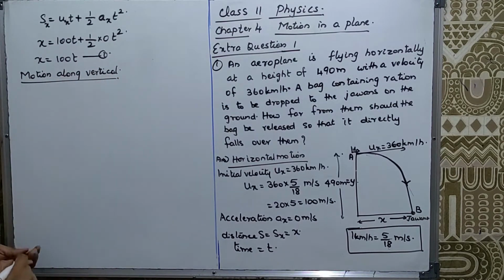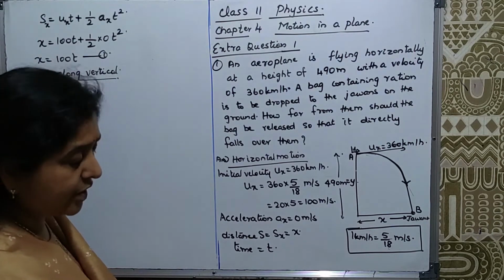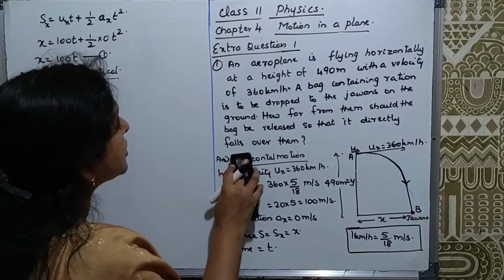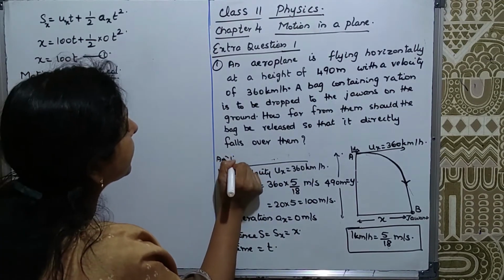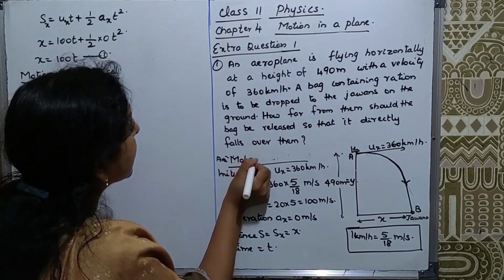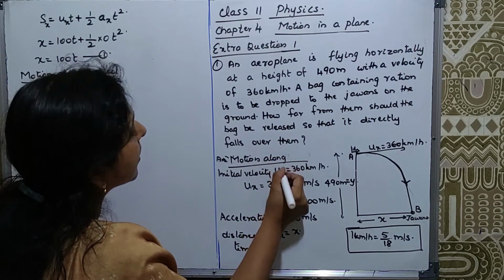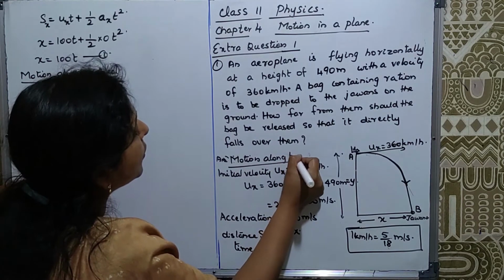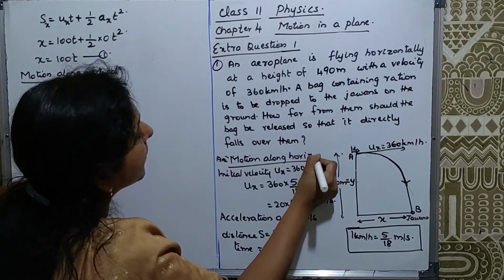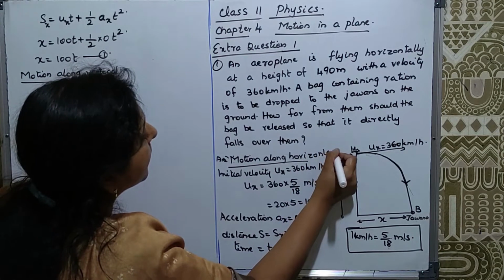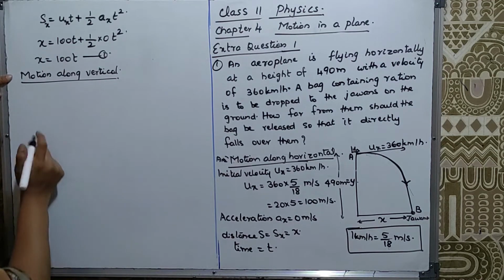Since we wrote motion along vertical in one case, I'll write here also motion along horizontal instead of motion along vertical. Horizontal motion, right? Motion along horizontal. So now motion along the vertical.